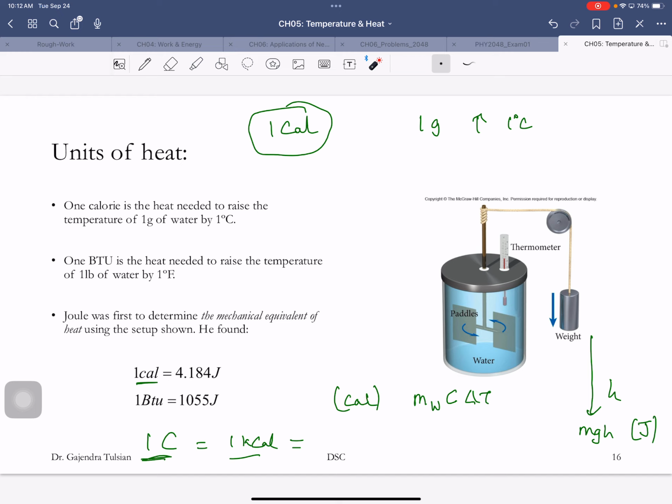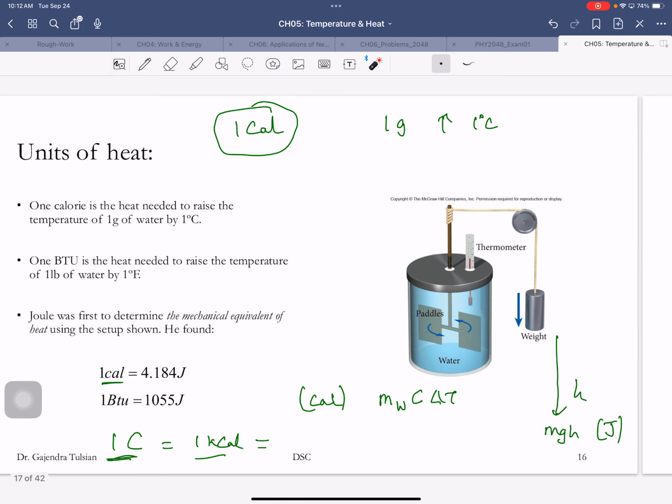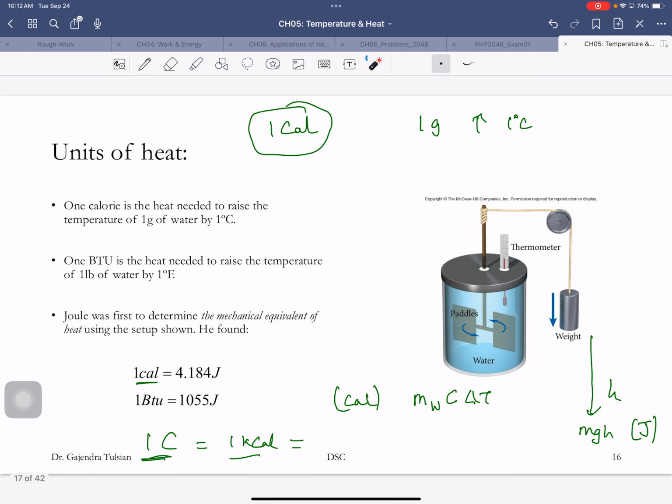Okay? So once we realized that heat was not some kind of fluid, it was a form of energy, this experiment had to be done. And that's why in his honor we named the unit of energy as joule. So this was a very important experiment.